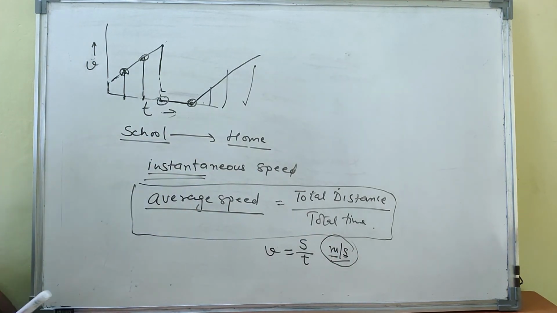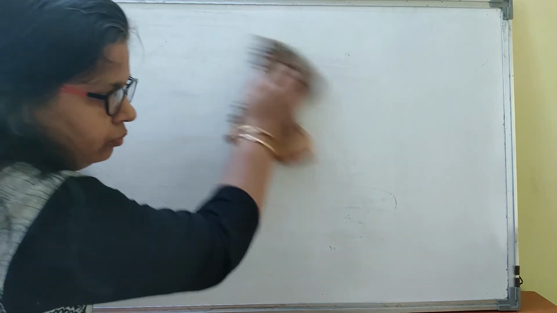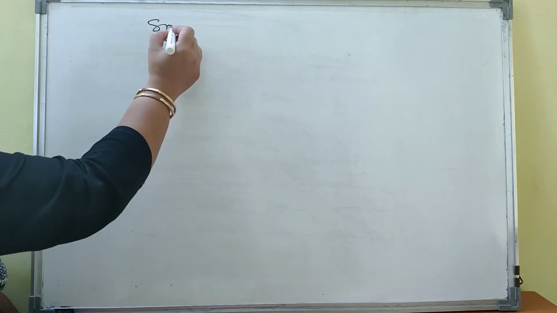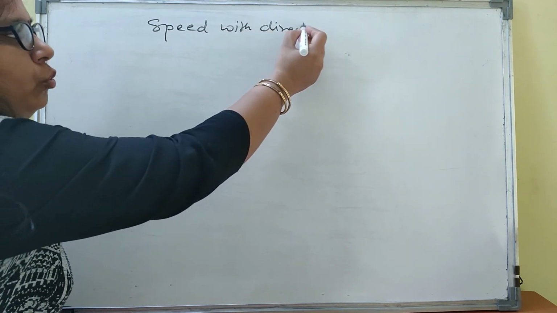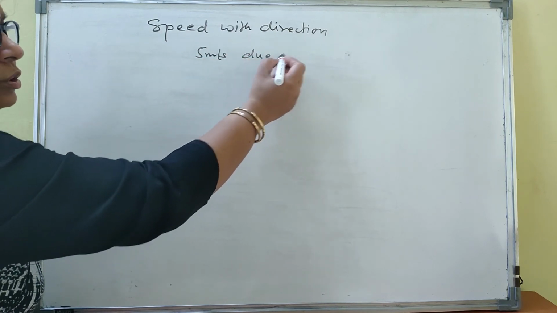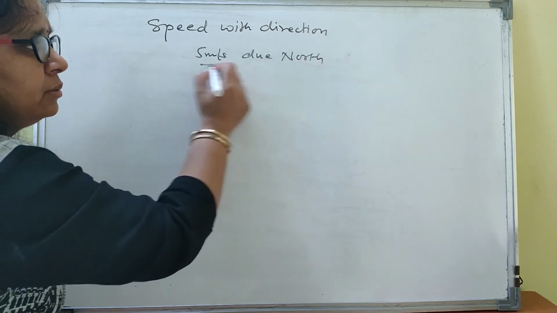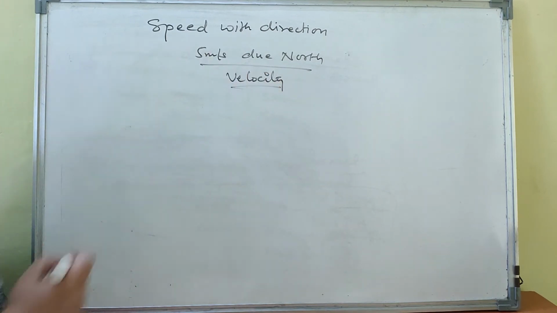Now, if the speed has a direction, then it is a vector quantity. Speed with direction. As I already told you, if I say I'm moving with 5 meter per second due north, then this is known as velocity. So speed with direction is known as velocity.